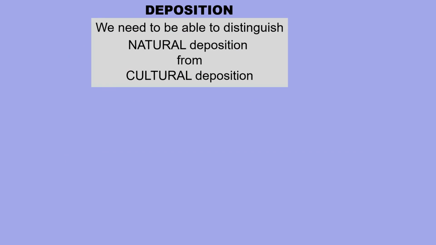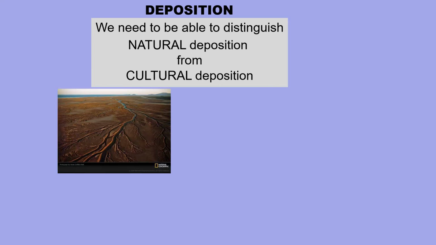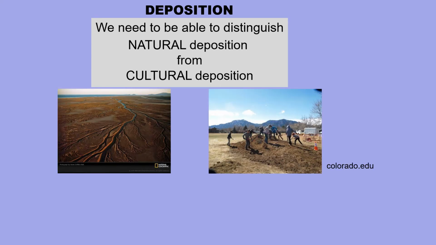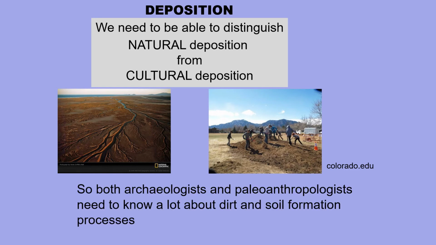Archaeologists and paleoanthropologists need to be able to distinguish natural deposition from cultural deposition. This is extremely important. Hence, we need to know a lot about dirt and soil formation processes, because our sites and fossil localities are embedded in the matrix of dirt, usually. We would look kind of foolish if we made a large interpretation only to find out that what we were looking at was natural versus the cultural interpretation that we gave.